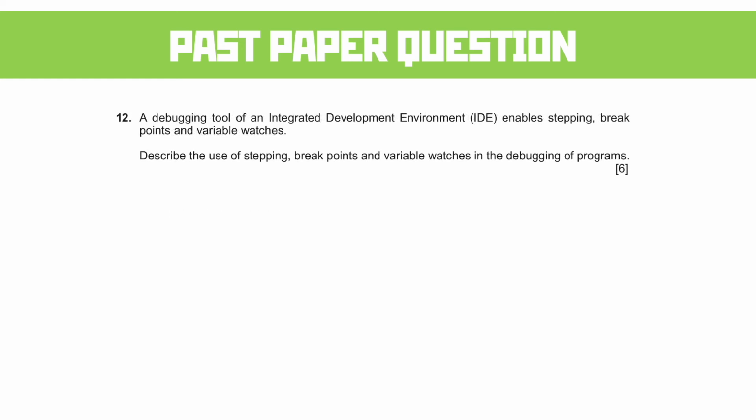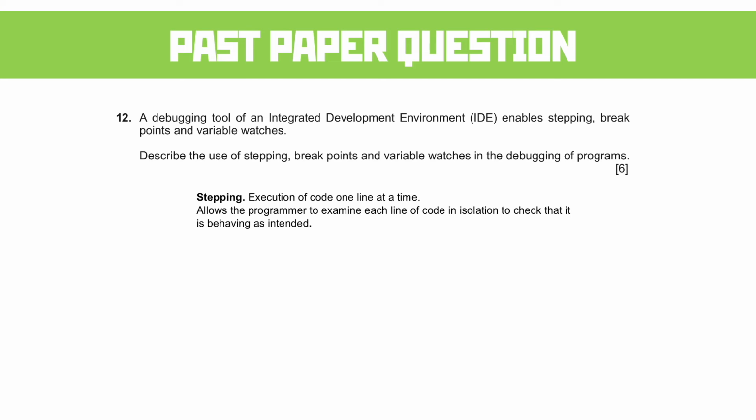12. A debugging tool of an IDE enables stepping, breakpoints, and variable watching. Describe them. Okay, 6 marks. So, stepping, what is it? It's the execution of code 1 line at a time. Why is it good? It allows the programmer to examine each line of code in isolation to check that it's behaving as intended, which is really, really powerful.